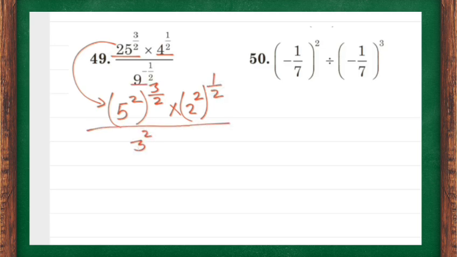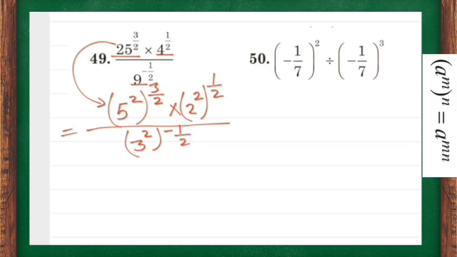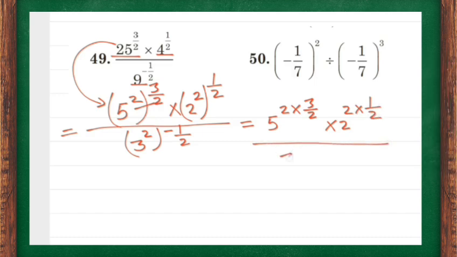Now we know that a raised to the power m and whole to the power n can be written in a product way. So we will multiply 2 times 3 over 2, and here 2 times half, and then we have 3 raised to the power 2 times negative half, right? Now 2 cancels. So in this way we will cancel all that. Now we have 5 raised to the power 3 multiplied by 2 raised to the power 1.